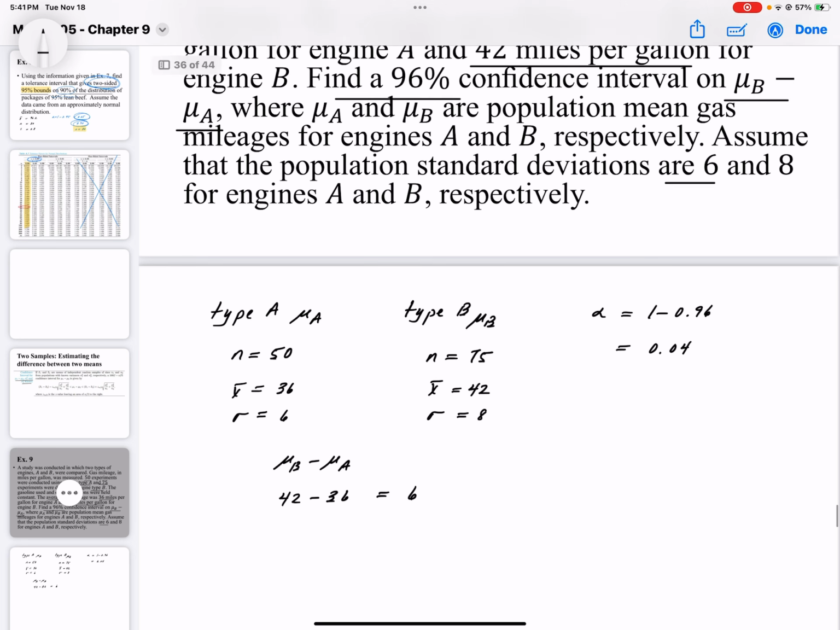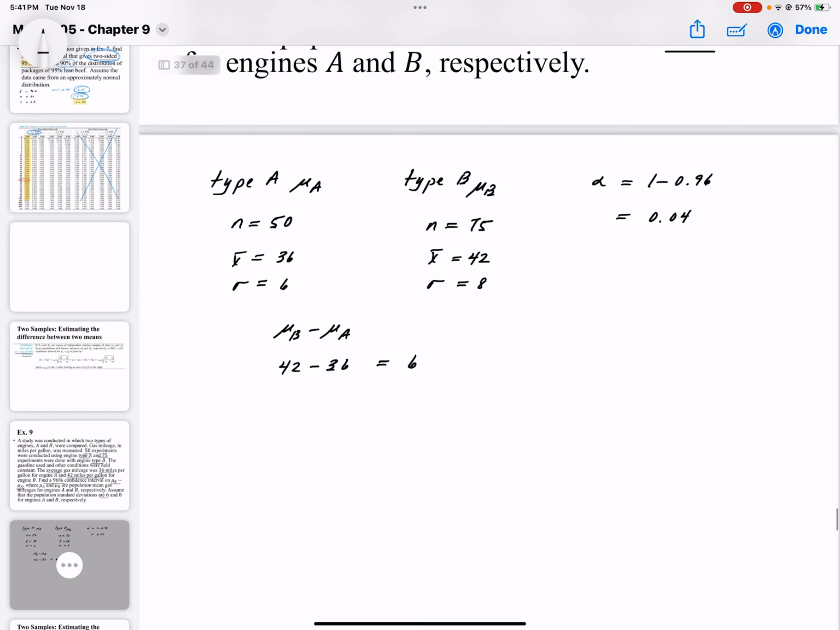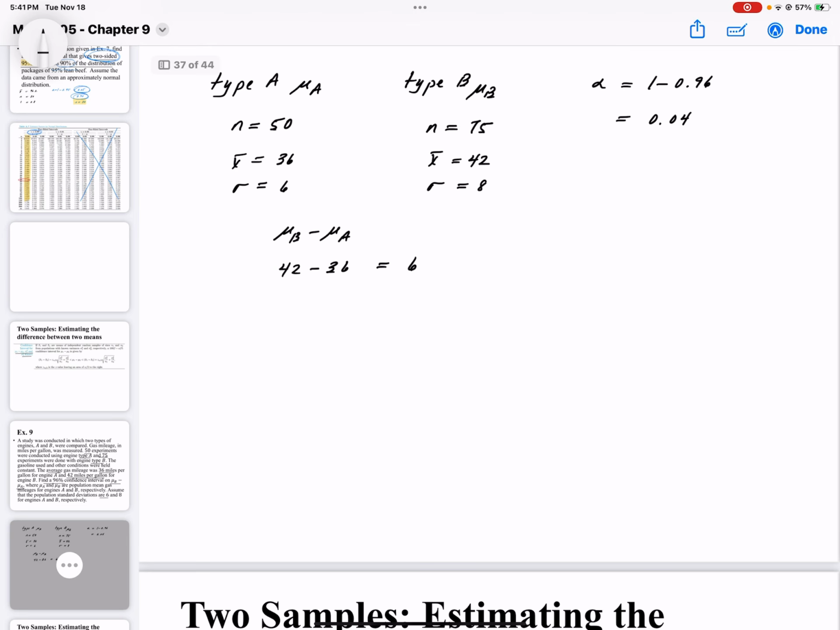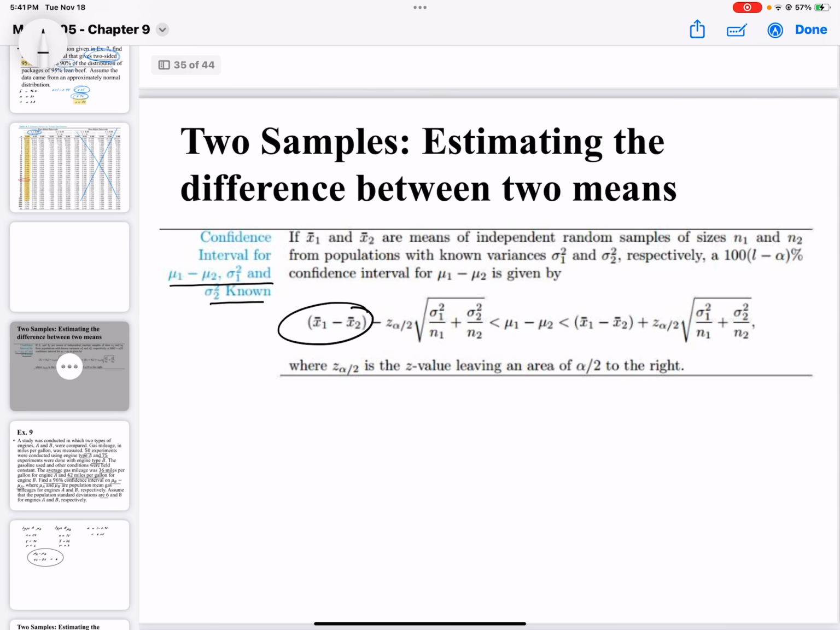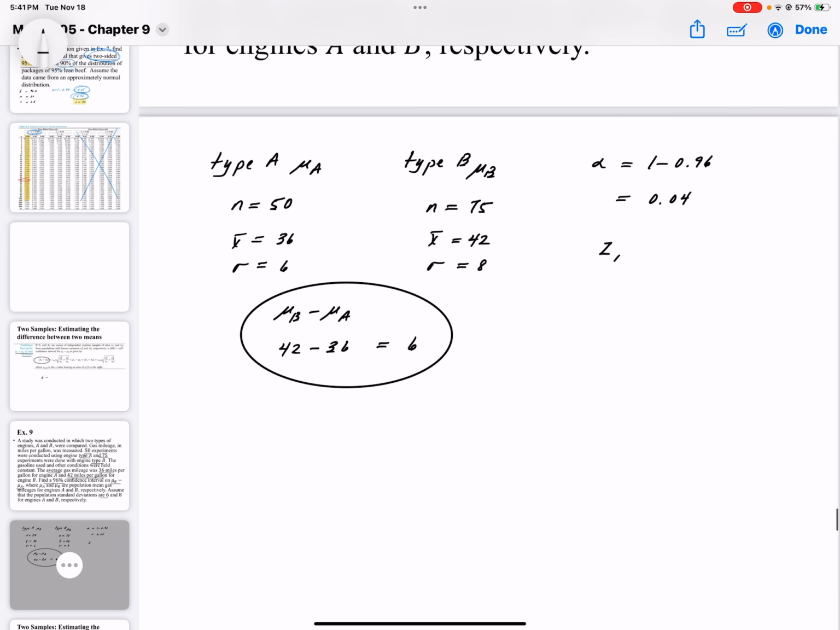All right, we have all of our data. Let's plug into that formula. Now, I'm going to be going back and forth because here is the formula. So we subtracted our mean values already and got 6. We need a z sub alpha divided by 2 value. We have not done this one before, so we have to go find it. Our alpha value is 0.04, so we need z sub 0.02, that in half.